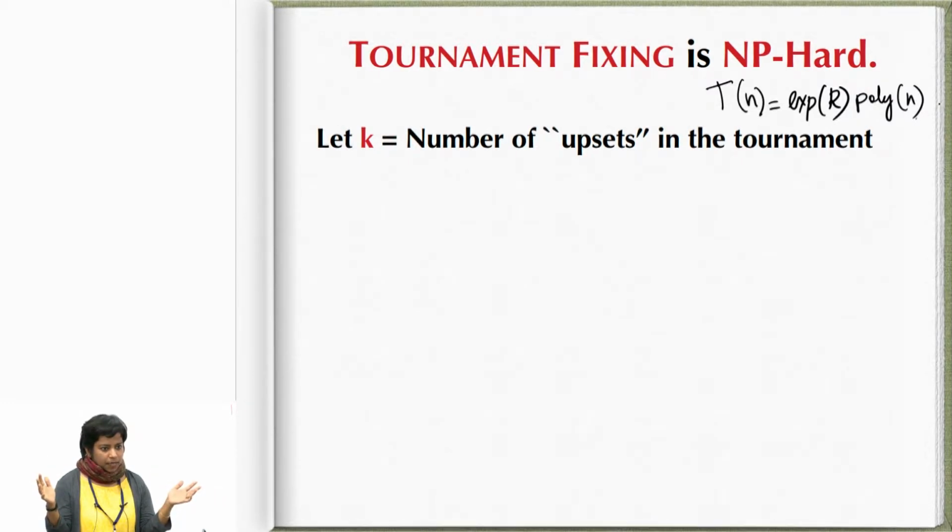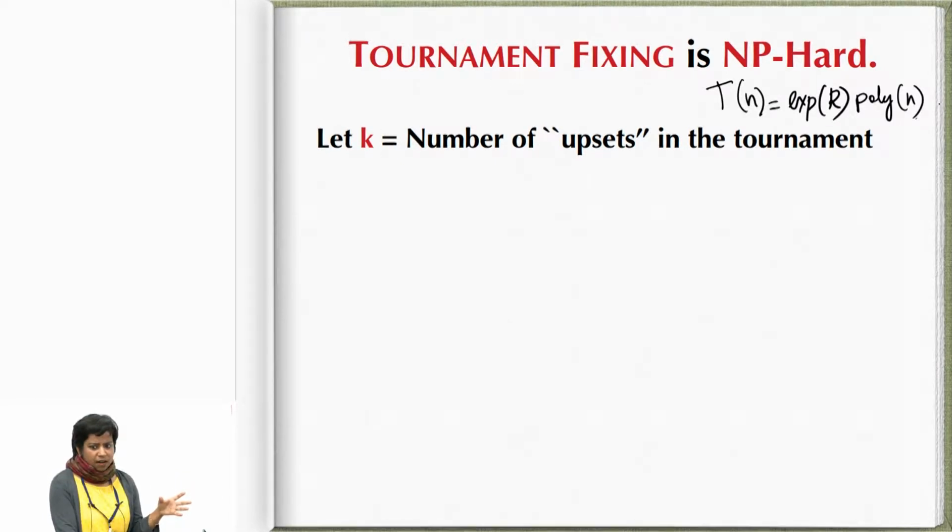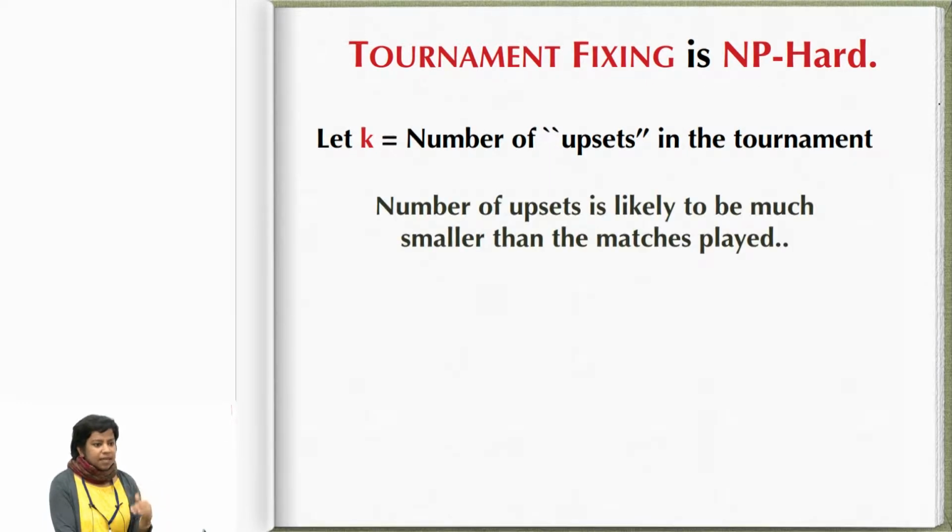Usually, in most cases, compared to the number of matches, there are very few upsets. There's a reason why it's an upset: you don't expect a lesser ranked player or team to beat a better team. So this is why we have zeroed in on k. If I take k to be this, then it is likely to be much smaller than n.